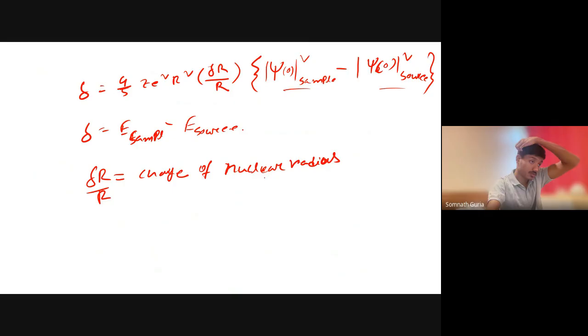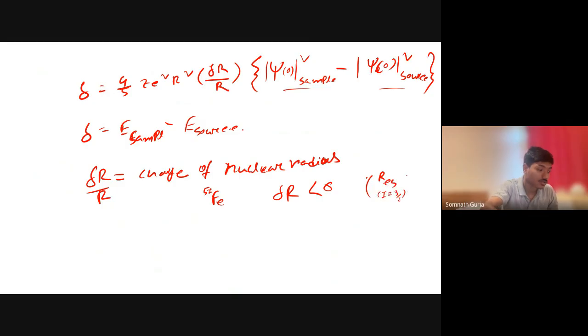Okay, change of nuclear radius as my nuclear state changes from 1/2 to 3/2. There are certain changes there. For iron 57, Fe 57, this delta R is negative because R of the excited state, that is I equals 3/2, is less than R of the ground state, that is I equals 1/2.